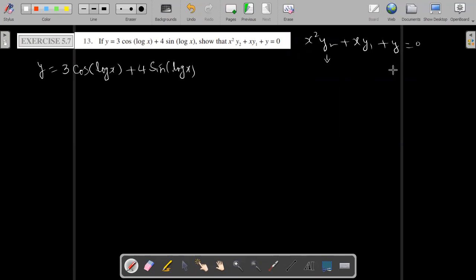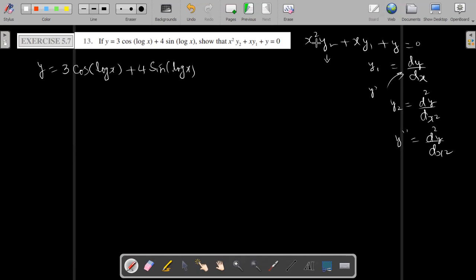As I told you, the first order derivative can be represented by y1 or y dash. Either we write y1 or we write dy by dx, this is the same thing. And the second order derivative we can write as y2, which is d²y by dx². Similarly, we can also use y double dash, which is also the second order derivative.